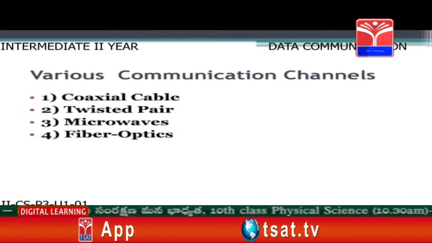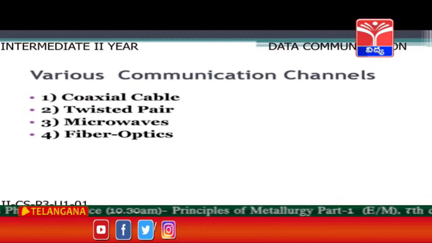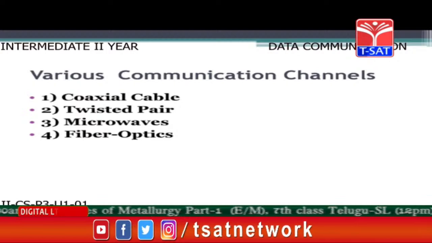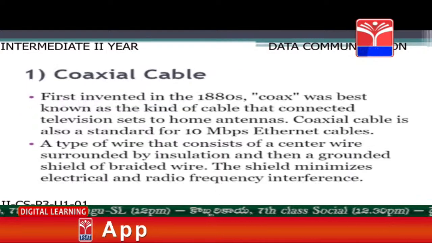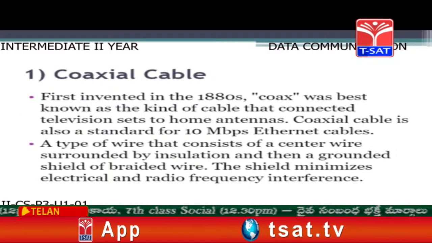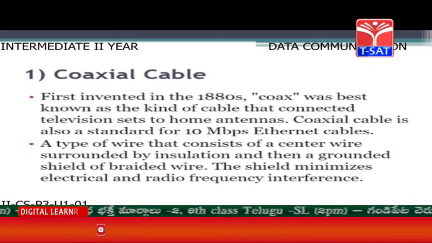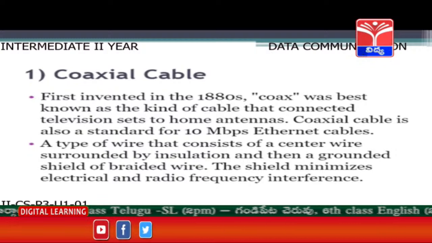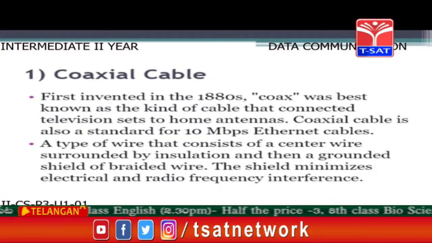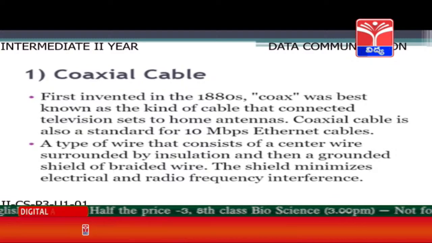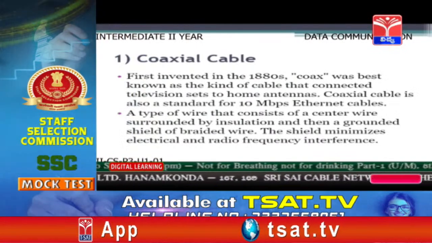There are four types of communication channels. First is coaxial cable, second twisted pair, third microwaves, fourth fiber optics. First, coaxial cable. First invented in the 1880s, coax was best known as the kind of cable that connected television sets to home antennas. Coaxial cable is also a standard for 10 Mbps Ethernet cables.